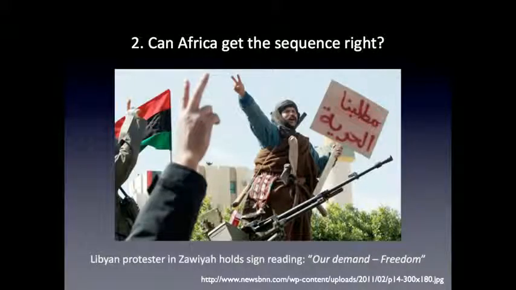The second question is, does the sequencing of the download matter? And could Africa get that sequencing wrong? One obvious implication of modern economic history is that it's quite hard to transition to democracy before you've established secure private property rights.